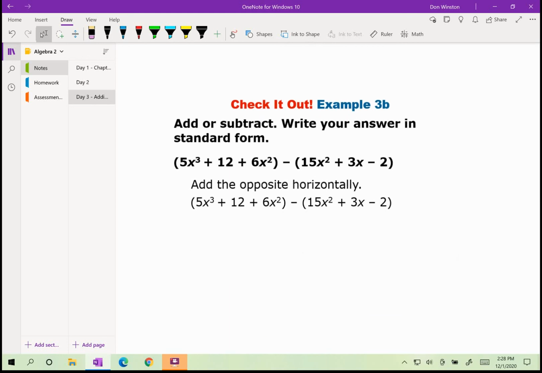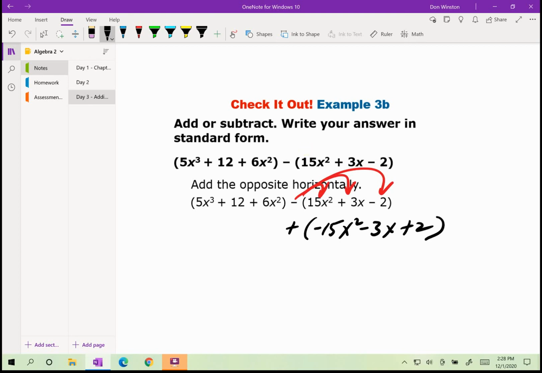Another one. So again, here we're subtracting, so I'm going to add the opposite. I need to distribute that negative. And so this is going to be plus. That would be a negative 15x squared, a negative 3x, and a positive 2.